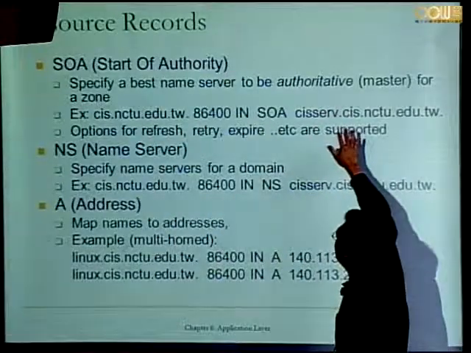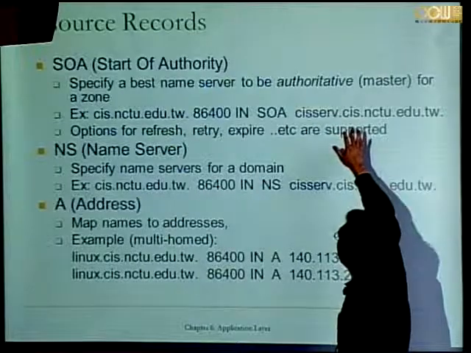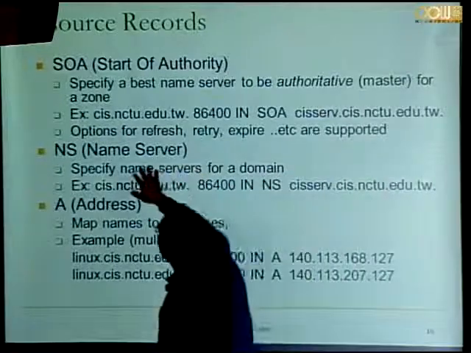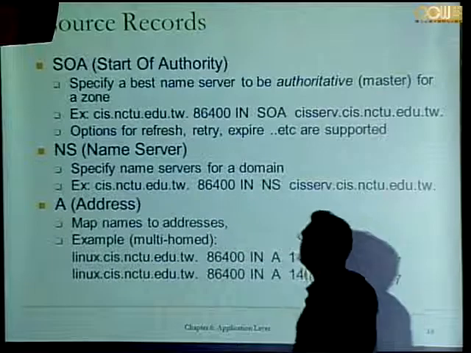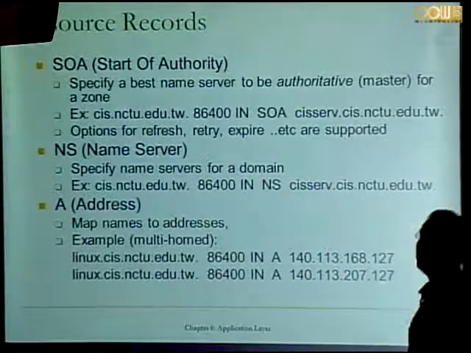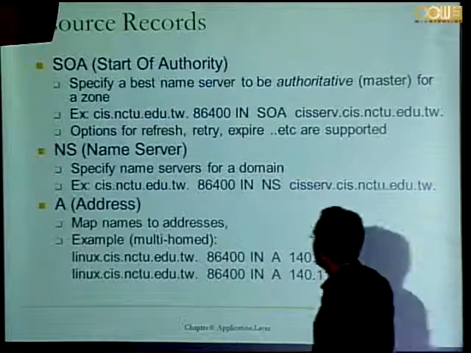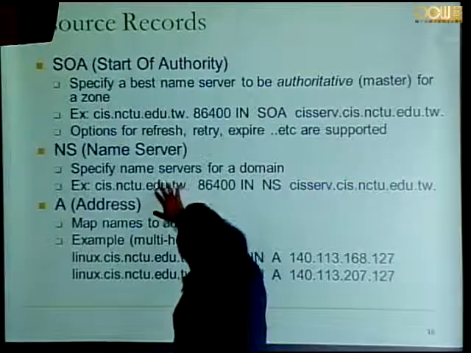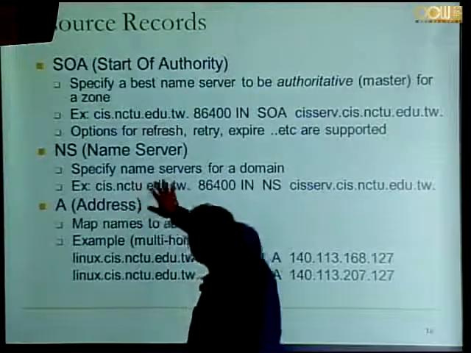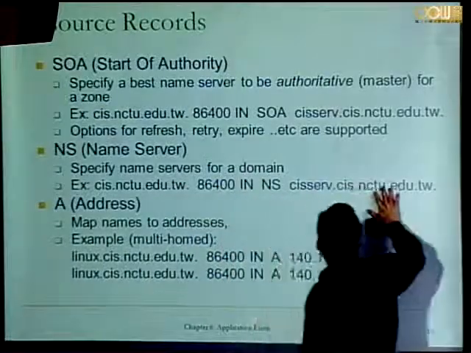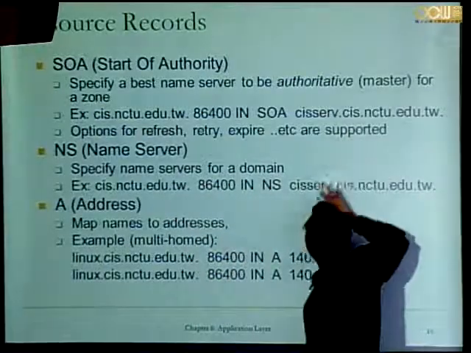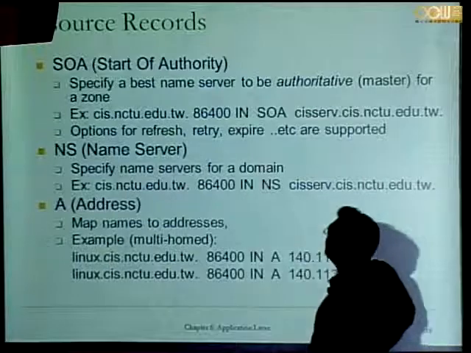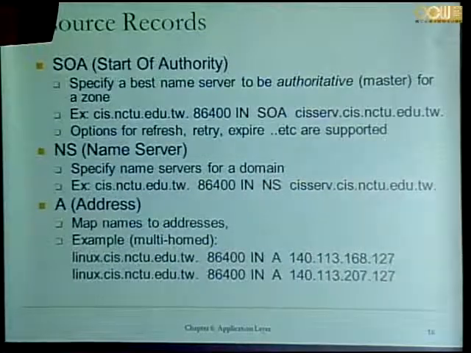So this example says that for this domain, its name server is this. So I'm specifying the authority domain and the name server, or the best name server. I could have multiple servers for that domain, so I could specify multiple name servers. For example, I'm saying for this domain, this is a name server. If I have both of these, I'm saying this is also a name server, and this is the best one, the representative one.